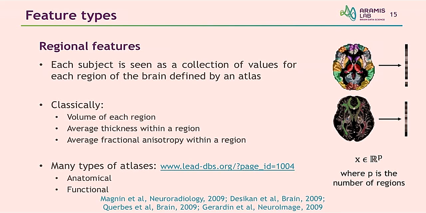You can also look at regional features. Here, each subject is seen as a collection of values for each region of the brain as defined by the atlas that you will pick. Here, you can look, for example, just at the volume of each region. You can look at the average thickness within a region, or the average fractional anisotropy within a region. There are many types of atlases that you can check on the website there. Basically, you can divide them into some based on the anatomy and some based on the function of the brain.